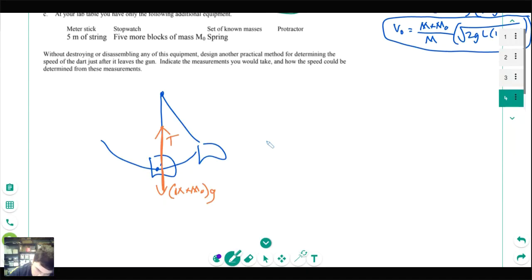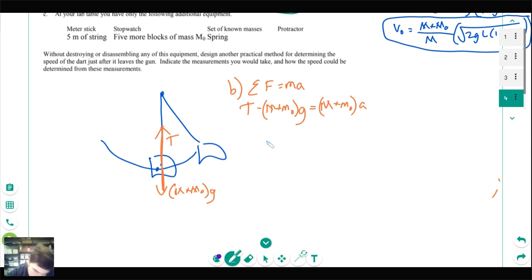Let's look at part B. F equals ma. Well, we know we're going to be swinging in a circle, and this is circular motion. The tension going up must be bigger than the weight pulling down. Okay, so the vertical tension going up must be bigger than the weight going down. So this is T minus m plus m naught g equals m plus m naught a.